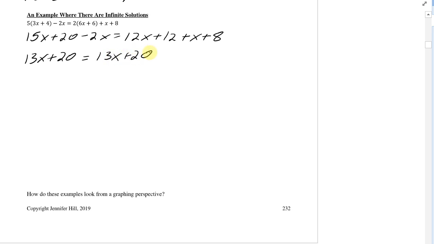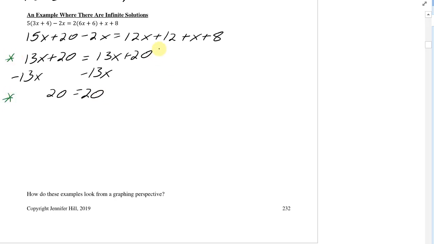So this actually has a very similar kind of thing to the last example. So you could have actually stopped here and noticed that each side was the same. That's totally fine. But maybe you didn't, and maybe you kept plowing ahead and you subtracted off the 13x. So then what I get is 20 equals 20. Okay, so that is another interpretation. So I could have stopped here.